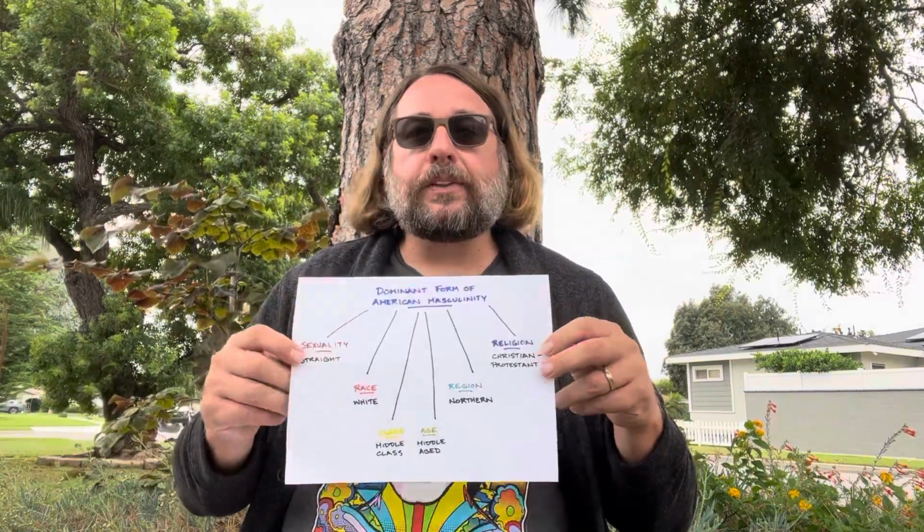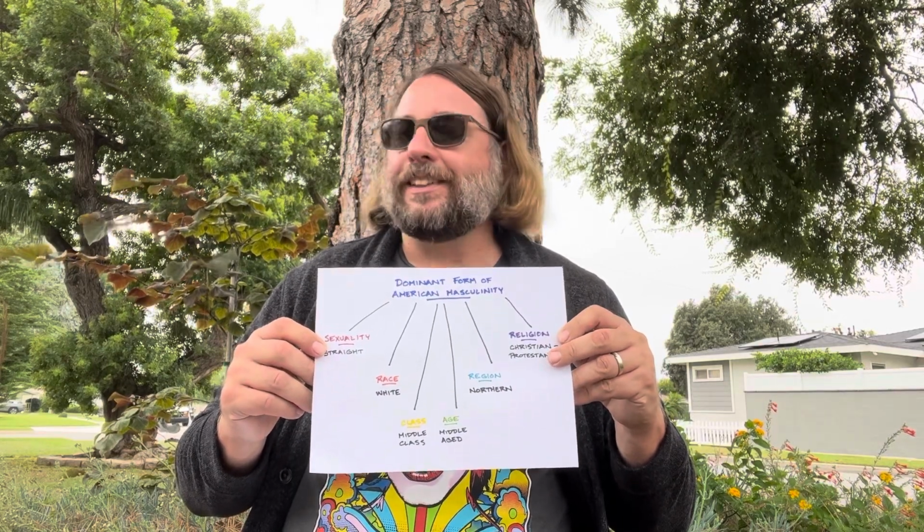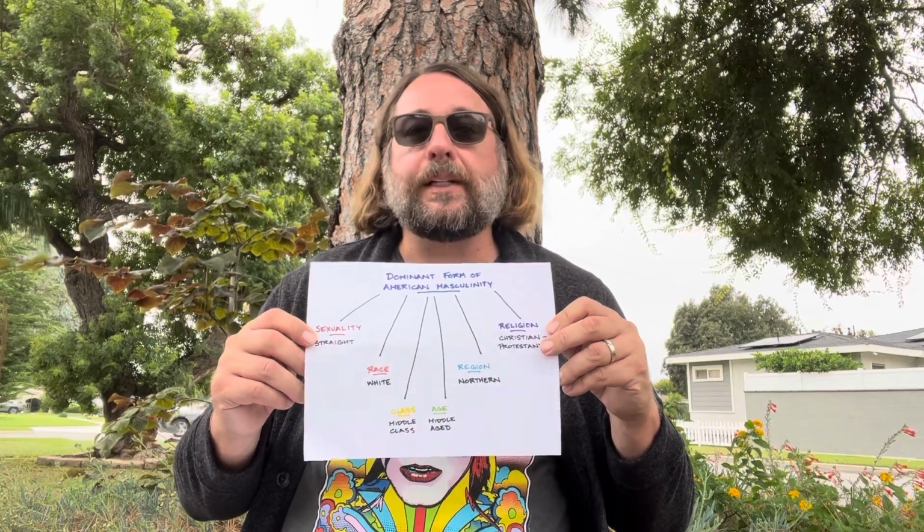In Part 1, Kimmel explains that what has become the dominant form of American masculinity is what he calls the self-made man, and enumerates elements that have become associated with it throughout the history of the United States.